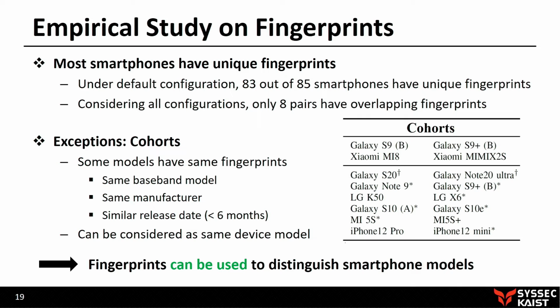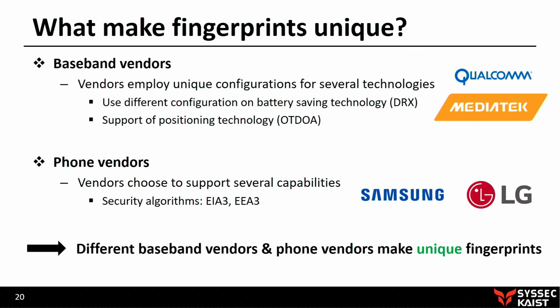And more interestingly, we could find that those exceptions can be considered as the same device models because all of those pairs have same device models and they are built from the same device manufacturers, and also they are released almost at the same time. You can see the list of the exceptions, which is called cohorts in this work, in the right table. So from this discovery, we could confirm that fingerprints can be used to distinguish smartphone models. We also made further analysis to investigate the factors that contribute to the uniqueness of fingerprints.